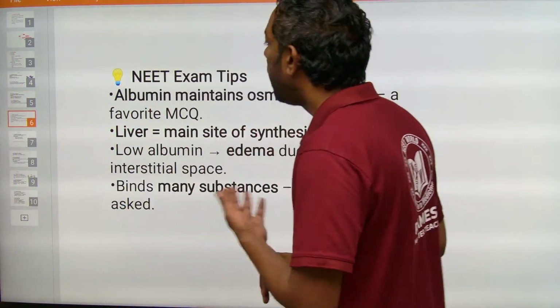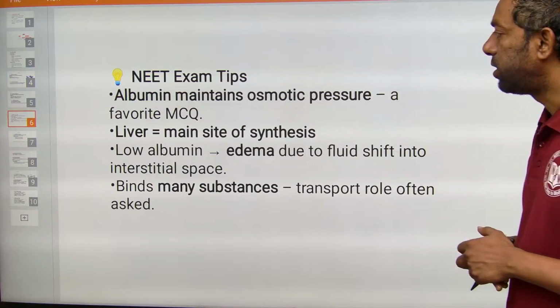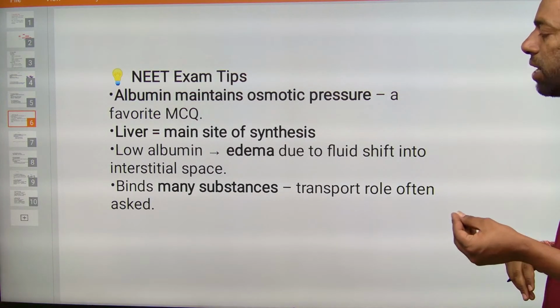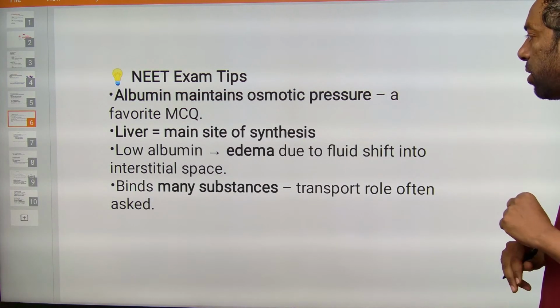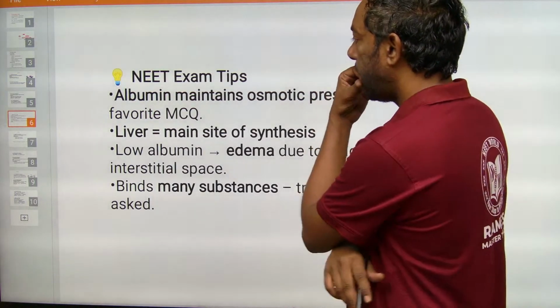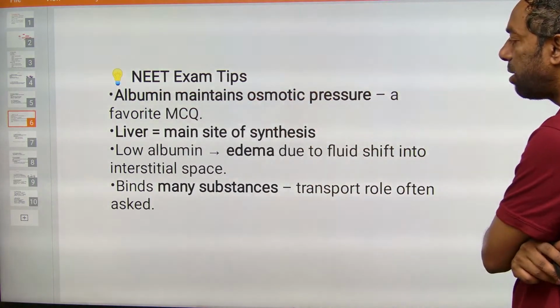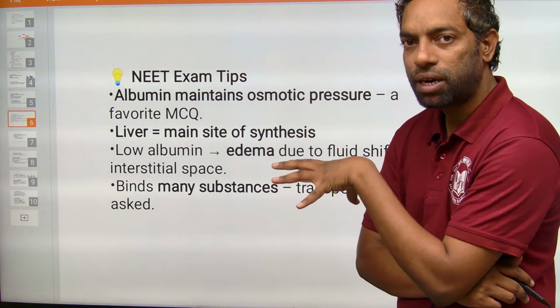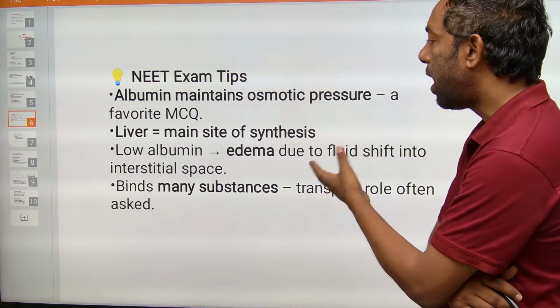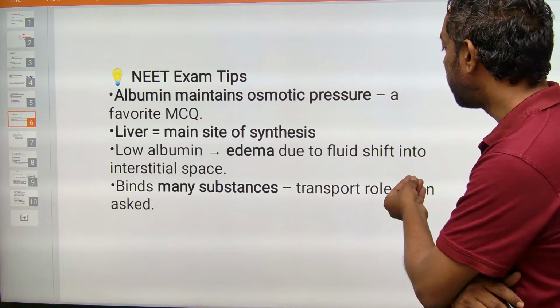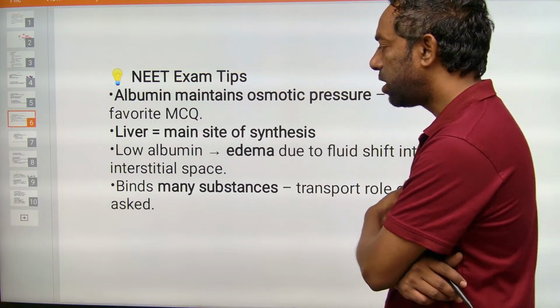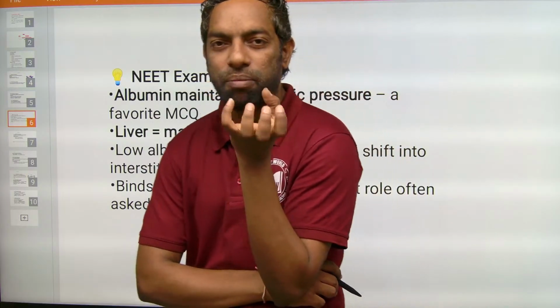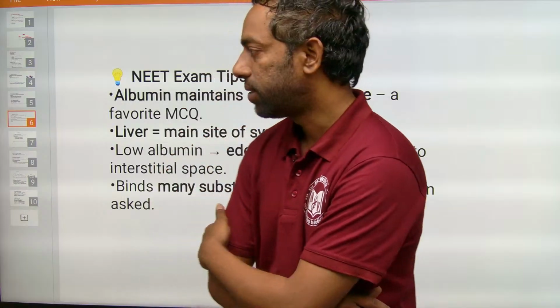Next, the NEET exam point of view about albumins. Liver is the main site for synthesis, this is the most important point for NEET. Low albumin causes edema due to fluid shift into the interstitial space, meaning between the tissue cells. It also binds many substances, like transport, which is often asked. Of course, it can bind many substances because it acts as an osmolyte.